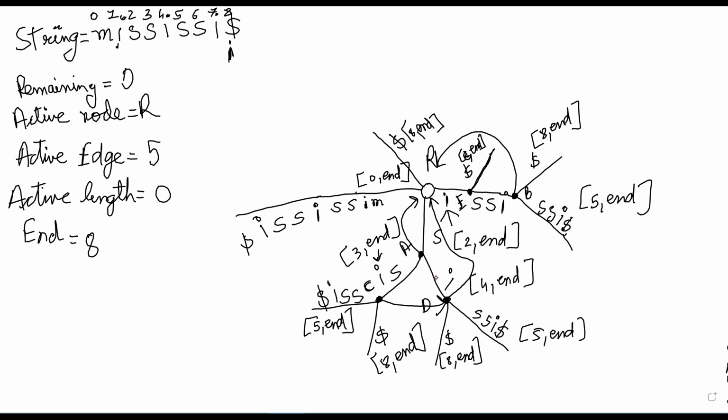I know this is not the perfect visual representation of the tree, but with the pen, I try my best to explain the construction of suffix tree using Ukkonen's algorithm. As we have done it with O of n time complexity, which is very much efficient compared to any other suffix tree construction algorithm.